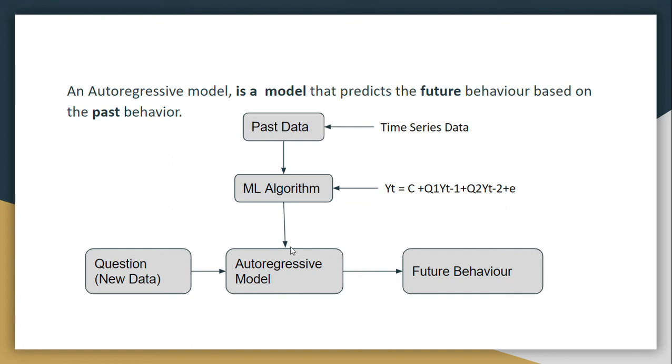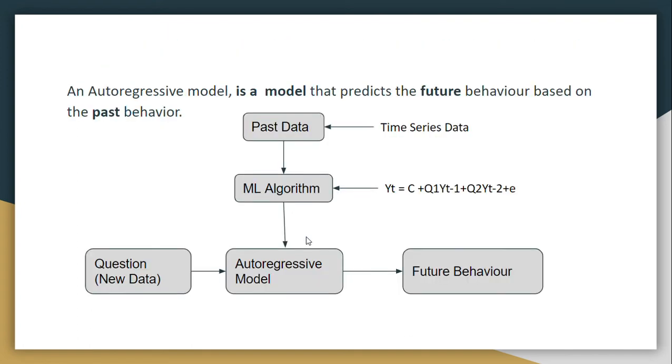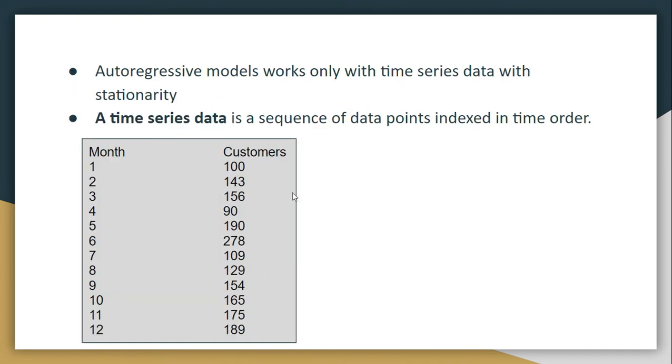What I would like you to note is the difference between an autoregressive model and the other models: with an autoregressive model, the past data has to be time series data. It works with time series data, and I will briefly explain what time series data is. So you have to note that an autoregressive model works with time series data, and algorithms can be designed depending on the condition. So what is time series data?